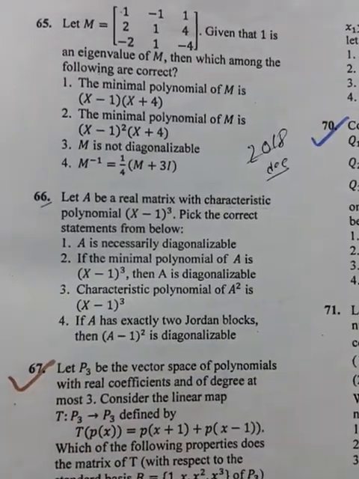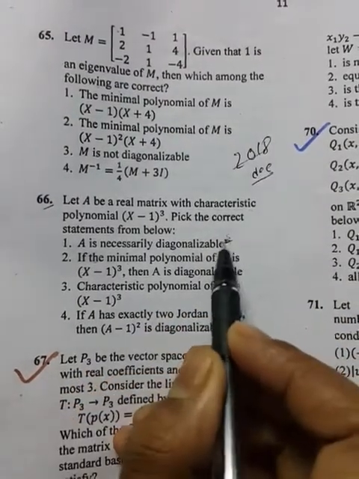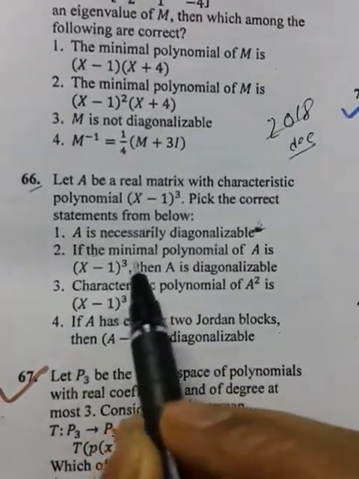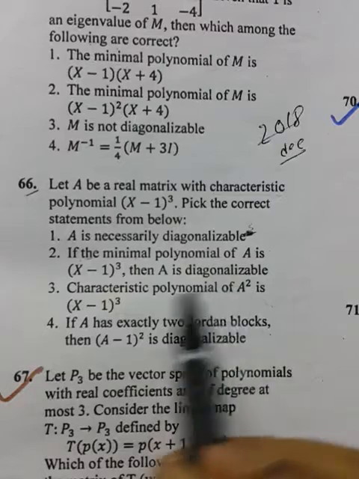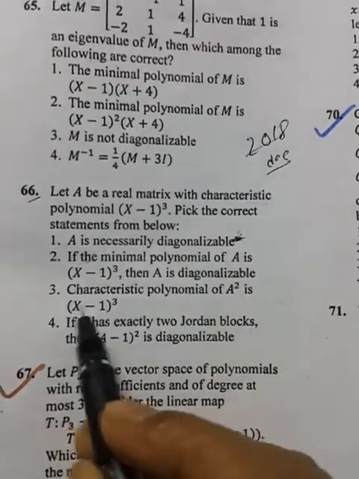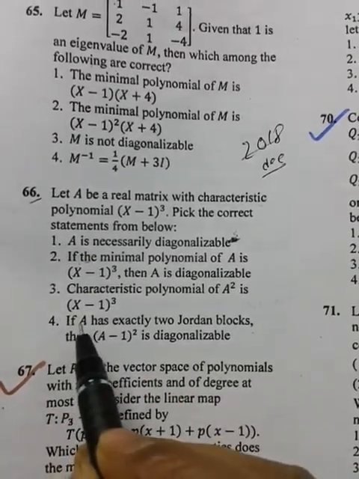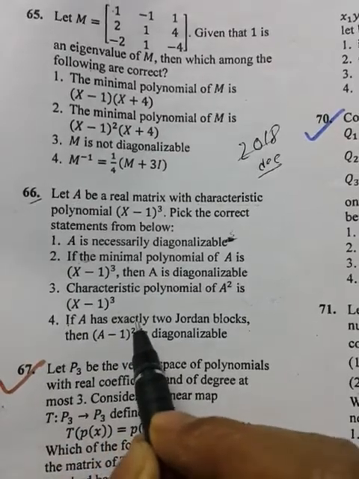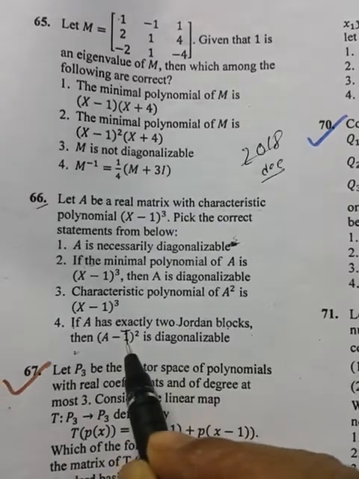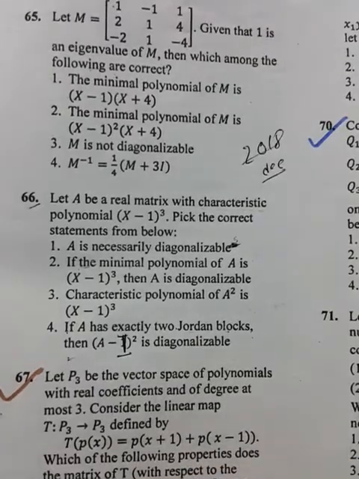Option 1, A is necessarily diagonalizable. Option 2, if the minimal polynomial of A is (x minus 1) whole cube, then A is diagonalizable. Option 3, the characteristic polynomial of A square is (x minus 1) whole cube. Option 4, if A has exactly 2 Jordan blocks, then (A minus I) whole square is diagonalizable.